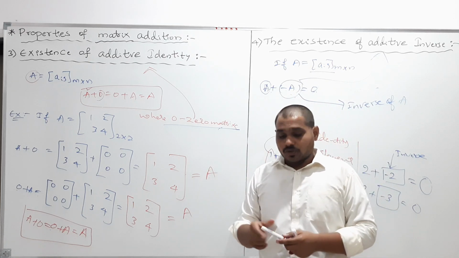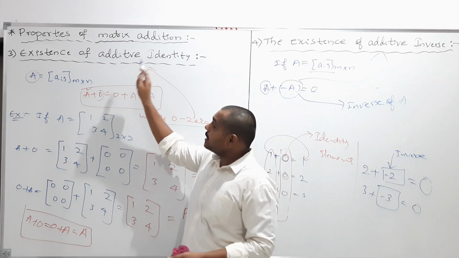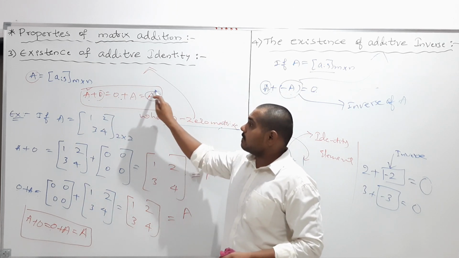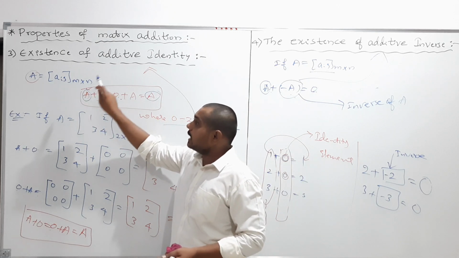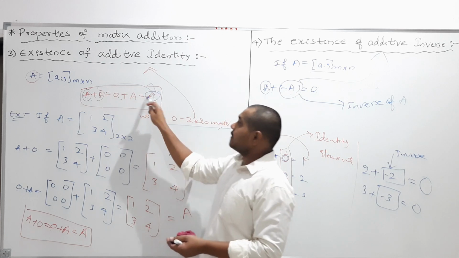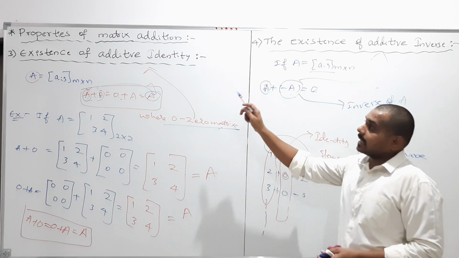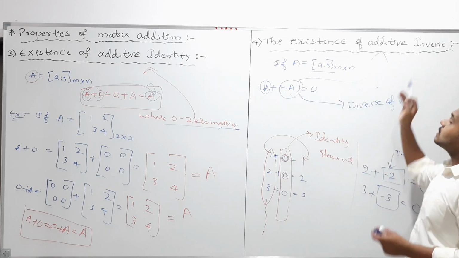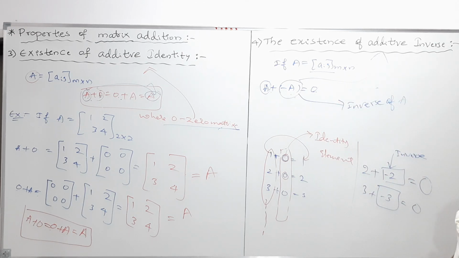Otherwise, just you should know that existence of identity means what? A plus 0 is equal to A, or 0 plus A is equal to A. It means that for any matrix A, there exists a 0 matrix, so that after adding this, I am getting the same matrix. So that is the existence of the additive identity. And next, my dear students, the existence of the additive inverse. The existence of the additive inverse means what?